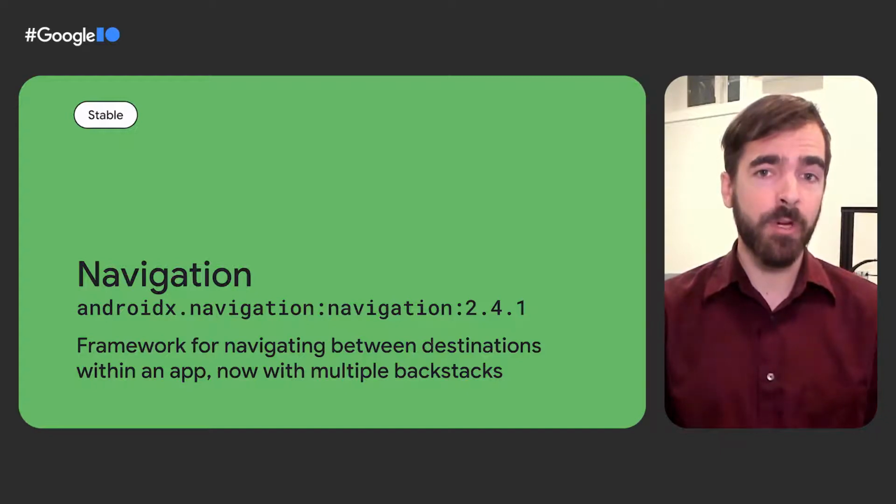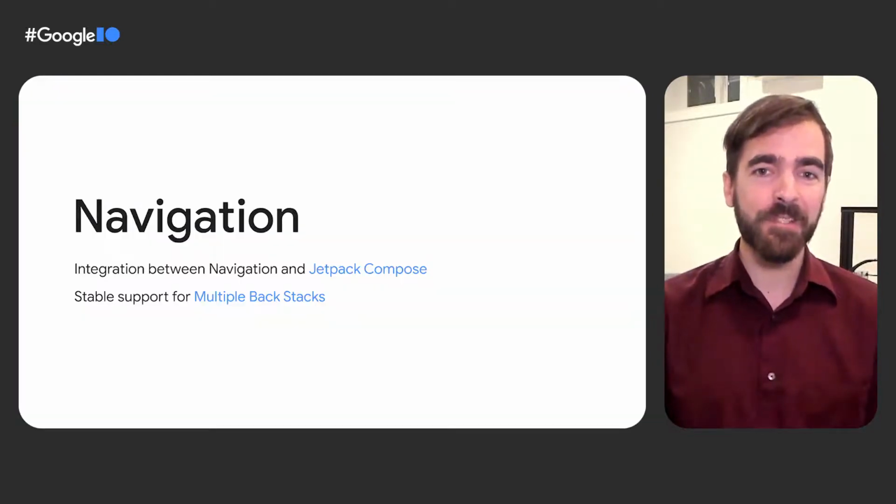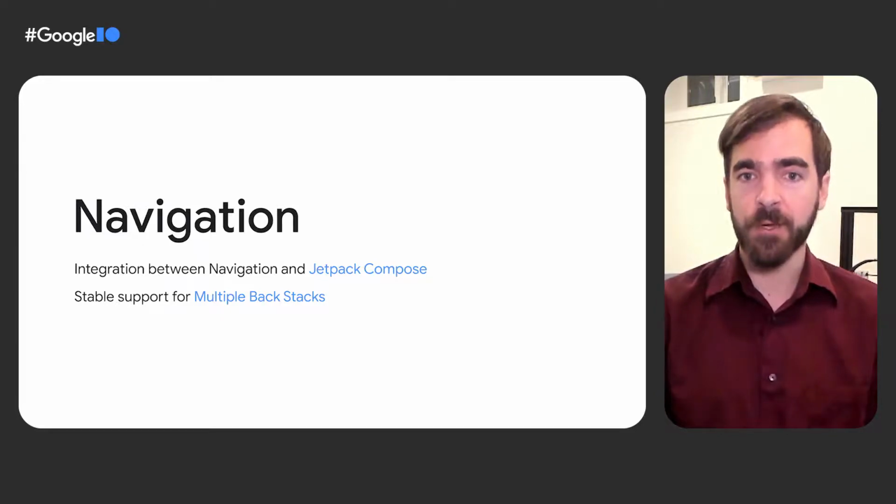The Navigation library provides a framework for moving between destinations in an app, and the latest version includes quite a few improvements. First, the new Navigation Compose artifact provides integration between the Navigation component and Jetpack Compose. It uses composable functions as the destinations in your app. Support for multiple backstacks has gotten easier as well. NavigationUI now automatically saves and restores the state of popped destinations, meaning developers can support multiple backstacks without any code changes.